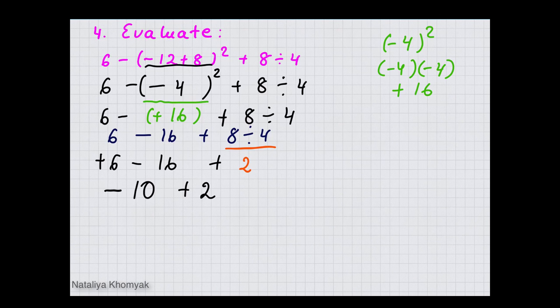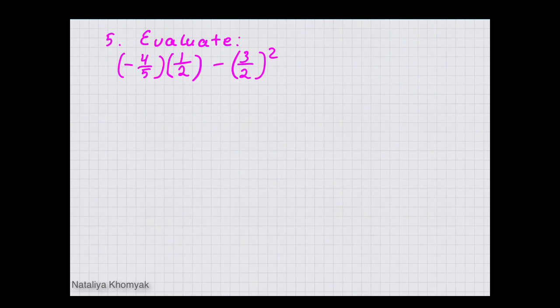Again, different signs, we look for the difference, and we have more negatives once again, so negative. The difference between 10 and 2 is 8. So negative 8 is our answer.